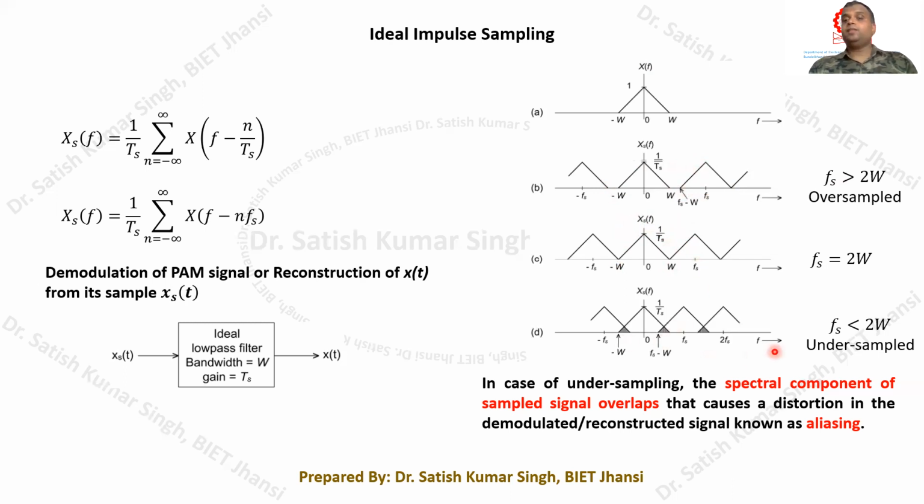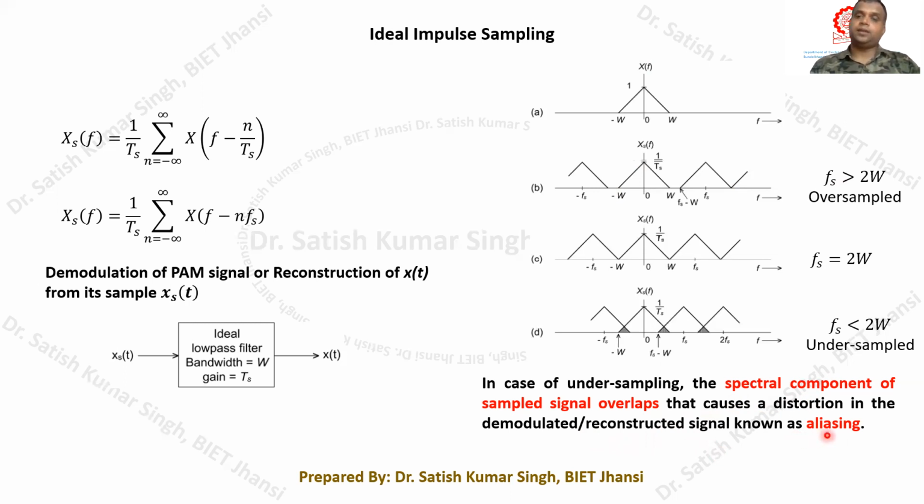And in this case, when fs is less than 2W, which is the undersampled case, obviously even an ideal low pass filter cannot work, because there is a spectral overlap at these portions. A certain portion is getting overlapped at this particular region, and therefore our signal is going to be distorted. So reconstruction of the message signal is not possible when we perform undersampling. That overlapping spectral component gives a distortion in the reconstructed signal, and that error is called aliasing.